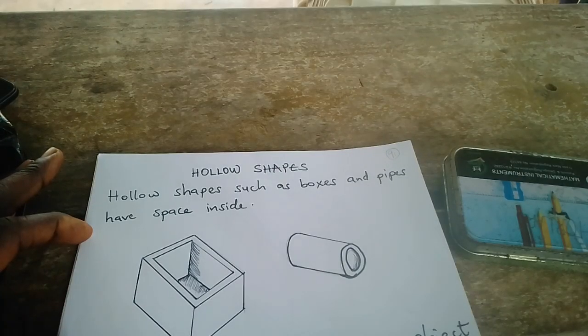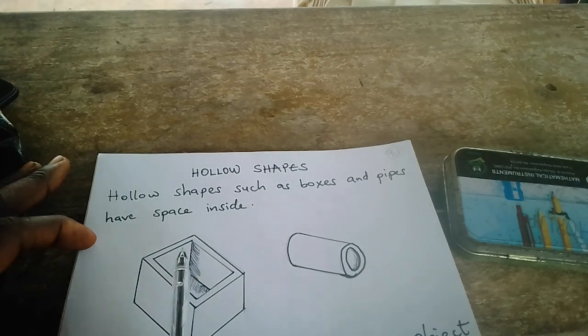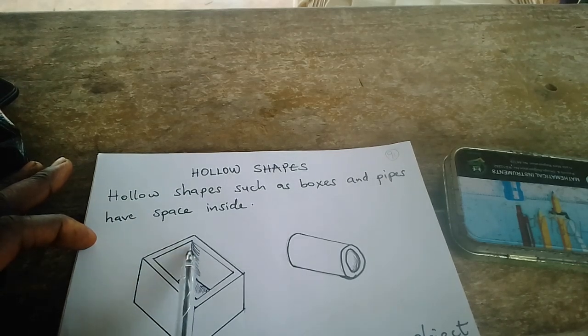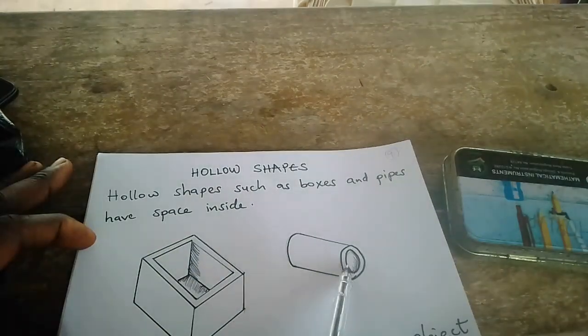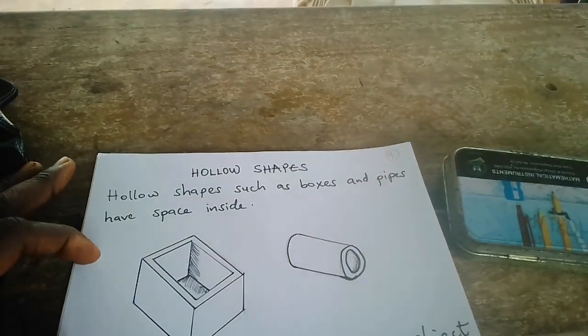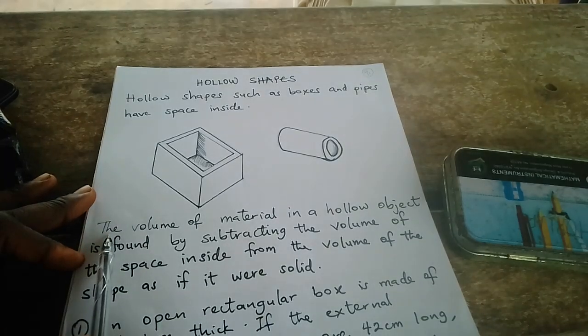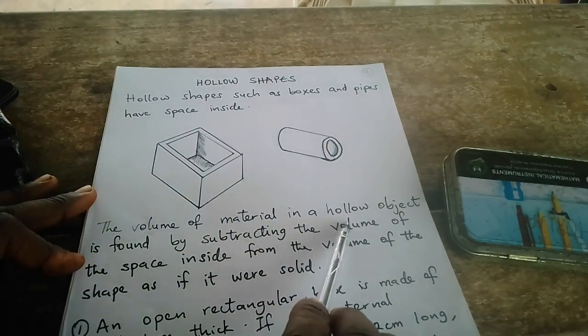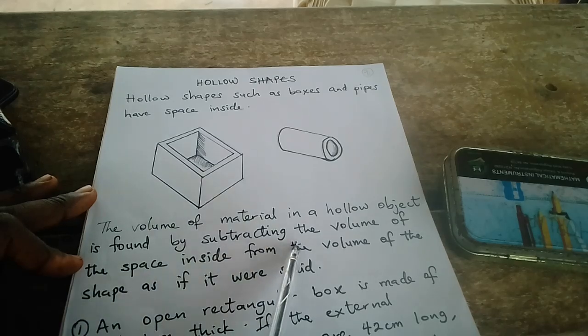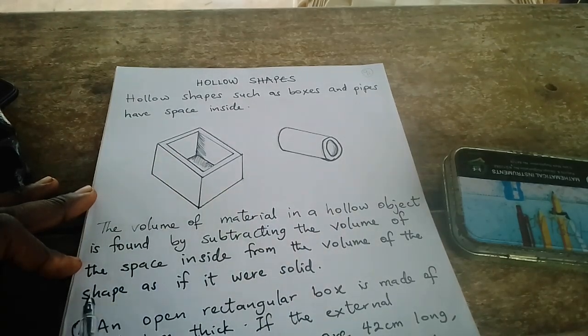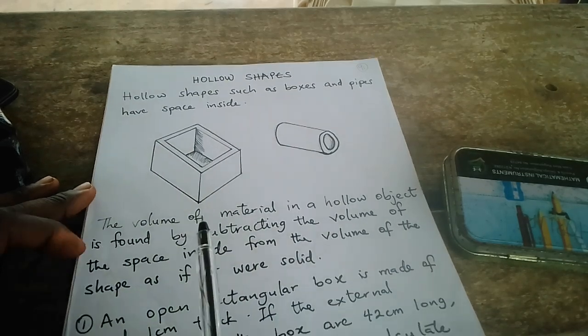Considering hollow shapes now. Hollow shapes such as boxes and pipes have space inside them. So this box has a space inside, this pipe has a space inside, so that makes it a hollow shape. The volume of material in a hollow object is found by subtracting the volume of the space inside from the volume of the shape as if it were solid.